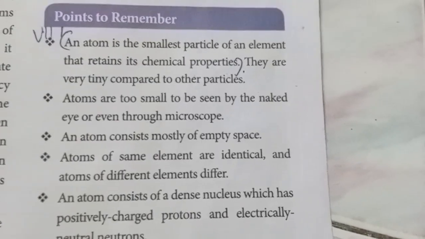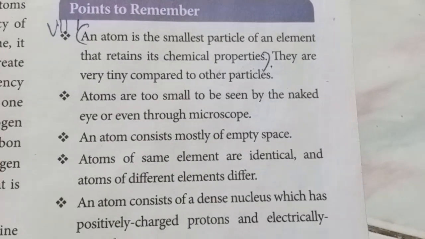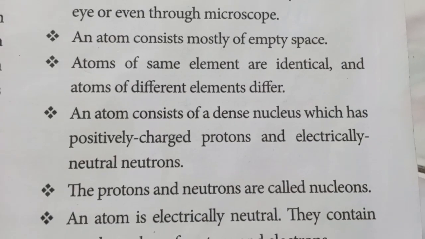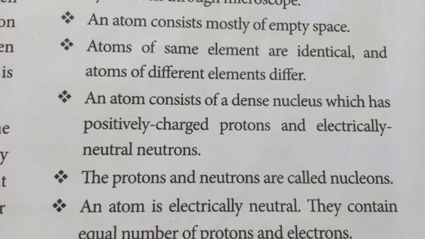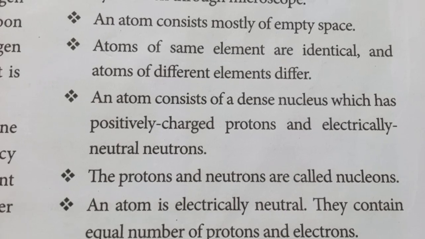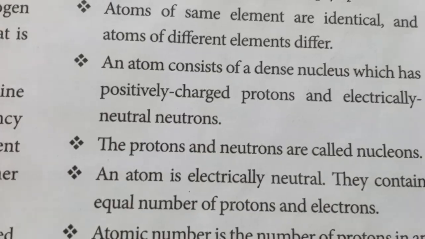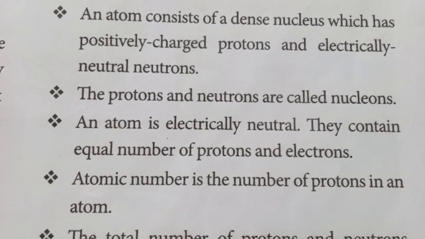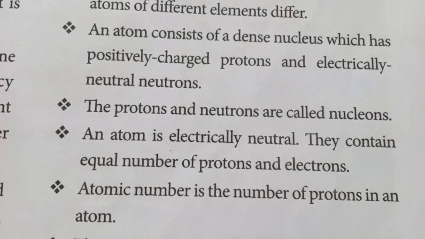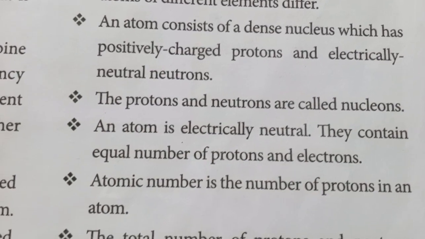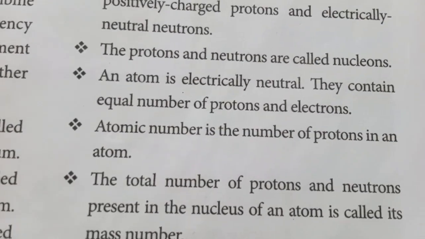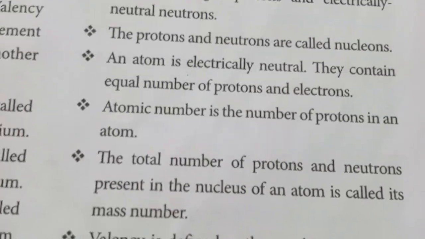And some points to remember here. An atom is the smallest particle of an element that retains the chemical properties. They are tiny compared to other particles. An atom consists mostly of empty space. Atoms of the same element are identical, and the protons and neutrons are called nucleons, that is the nucleus of the atom. An atom is electrically neutral because it contains an equal number of protons and electrons. Atomic number is the number of protons in an atom. The total number of protons and neutrons present in the nucleus of an atom is called its mass number.